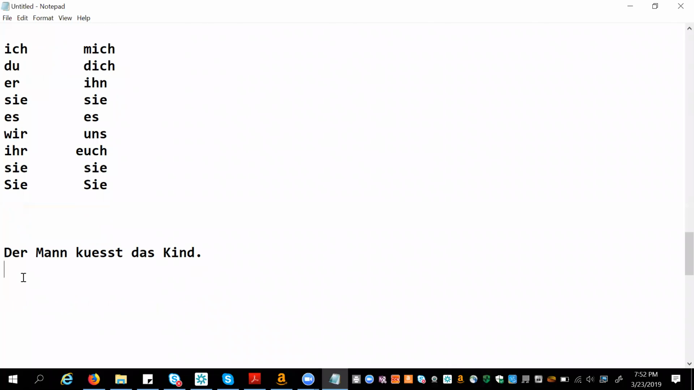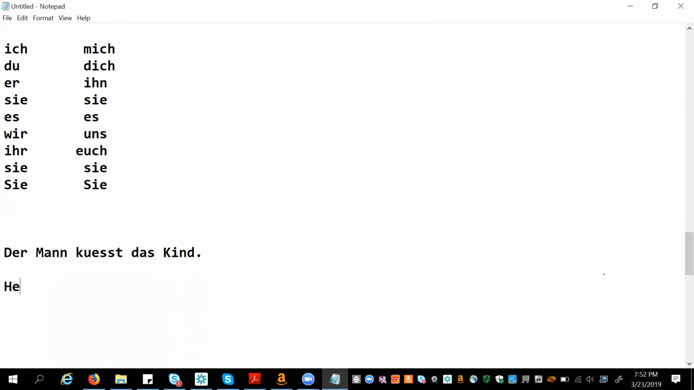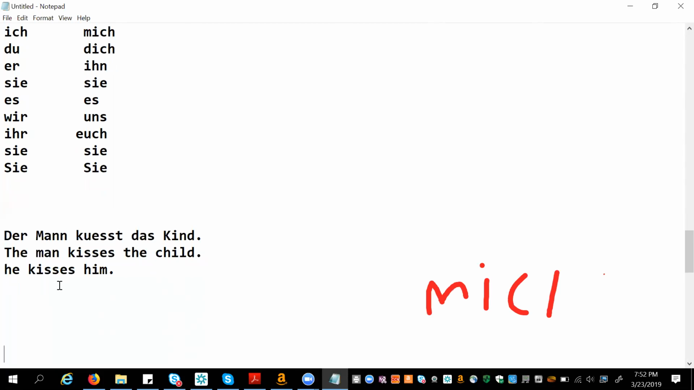Now I want to replace both nouns with pronouns: der Mann is a noun and das Kind is also a noun. So what do I do? He kisses him. Perfect in English. I'm translating this: the man kisses the child. In the second sentence, I want to replace both the nouns with pronouns: he kisses him. Perfect. Now how to make this sentence?